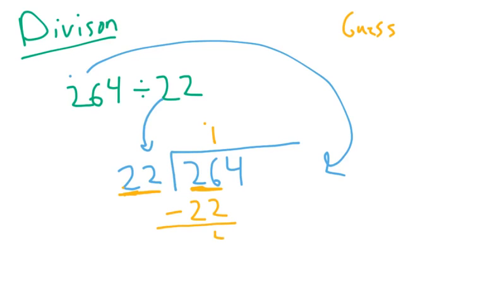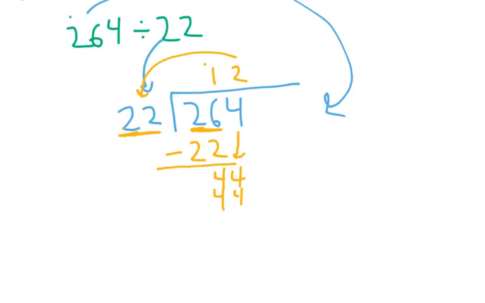I'll get a 4 right there when I do the subtraction, and then I bring down this 4, and I have 44. And I'm asking the same question. 22 goes into 44 how many times? I'll try 2. And when I do that, I get 44 when I multiply my 2 by 22. And I end up with 0 when I do my subtraction, and this means I'm done. So a 0 there and no more numbers means that you're done, and the answer is 12.